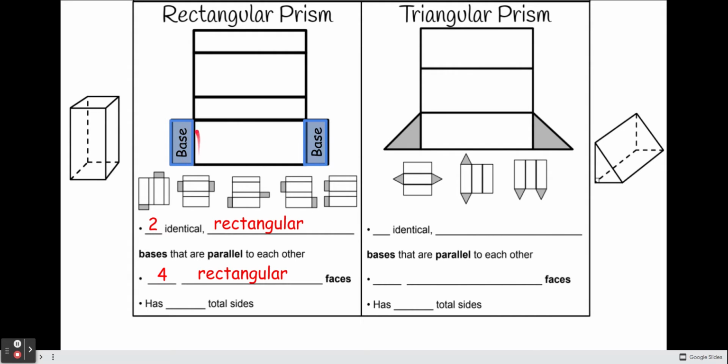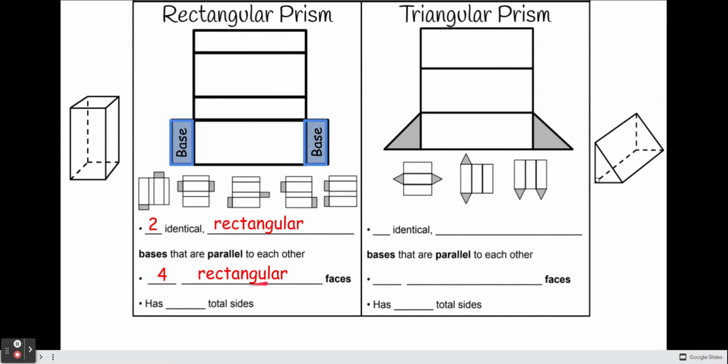So this base is a rectangle, right? It's got four sides, which means it's going to have four rectangles connecting the two. If I look at this triangular base, it has three sides, which means it needs three rectangles connecting the two triangles. If I had a five-sided figure, and I have two of them, well, then I'm going to need five rectangular faces to connect the two.